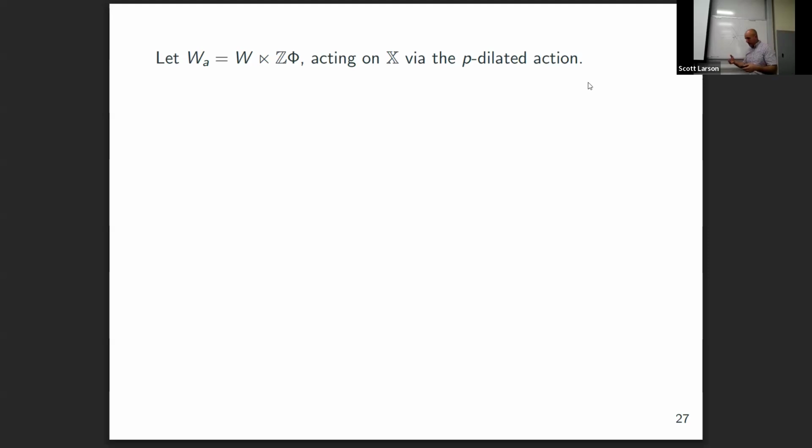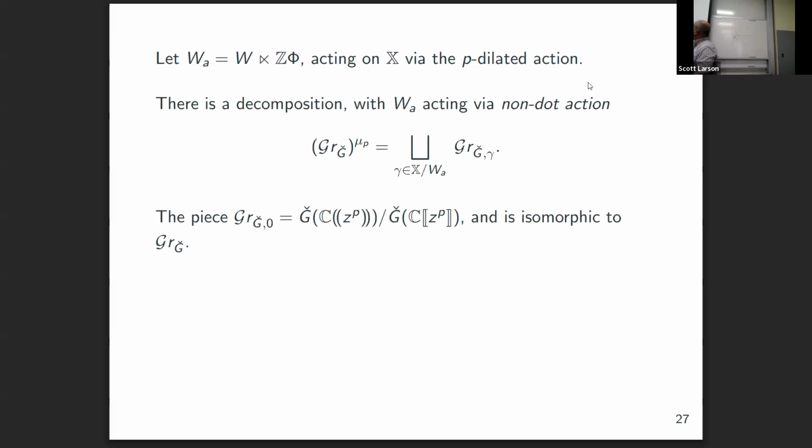Okay, so let the affine Weyl group act on X via the p-dilated action. We've already talked about that before, but it's going to act via the non-dot action. What happens is that the affine Grassmannian has a normal stratification, with the strata indexed by dominant weights for the torus of G, the dual group. The fixed points have the same strata, but for the connected components, the closure of a given stratum is no longer all the weights that are less than or equal to it.